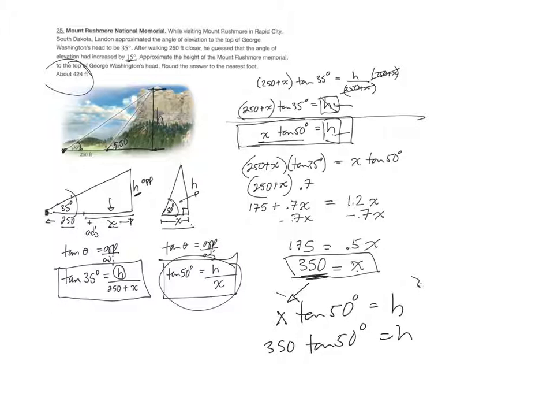Tan of 50 times 350, I'm coming out with 417 feet. They came up with 424. That's pretty close. I did some rounding in the numbers up here, and with the rounding, that would make the difference between the 417 and 424. All right, long-winded answer, but that's how you'd answer that one. Tough one.